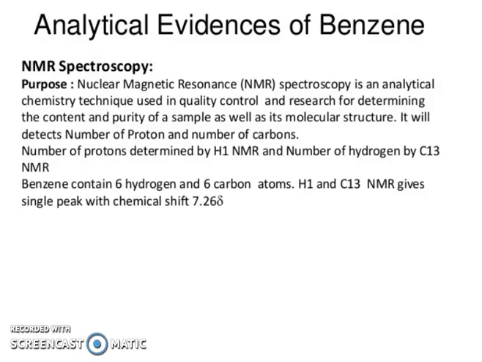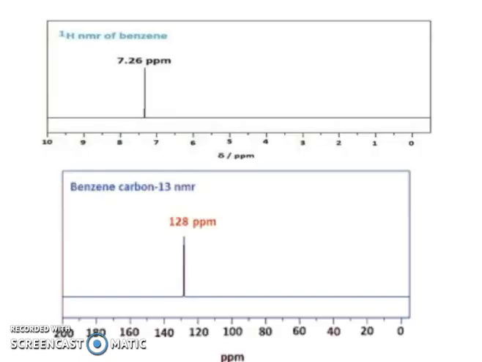So benzene contains 6 hydrogens and 6 carbon atoms. So proton NMR gives a single peak with chemical shift 7.26 delta value. You can see in the proton NMR spectrum of benzene 7.26 ppm, and in the benzene carbon-13 NMR 128 ppm, a single peak, because all protons are the same.